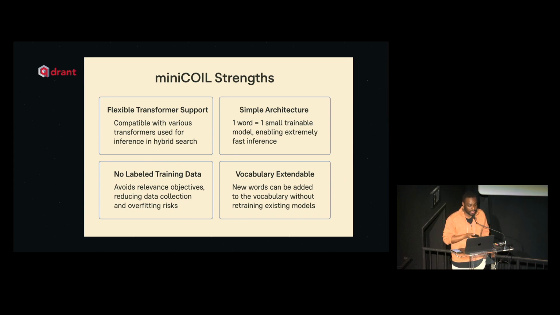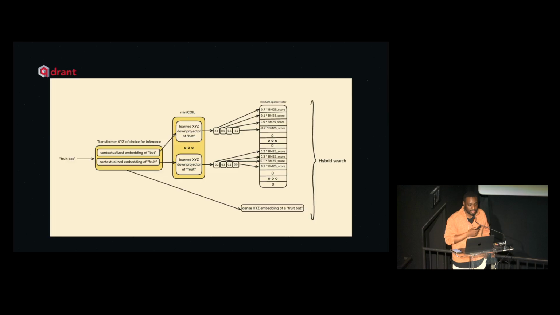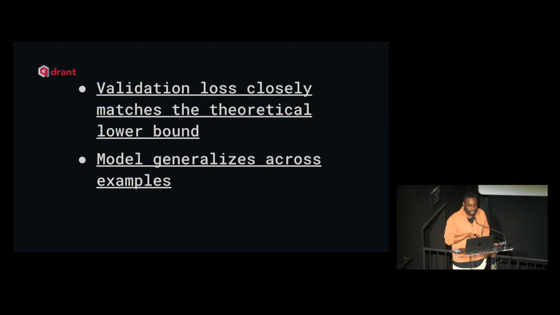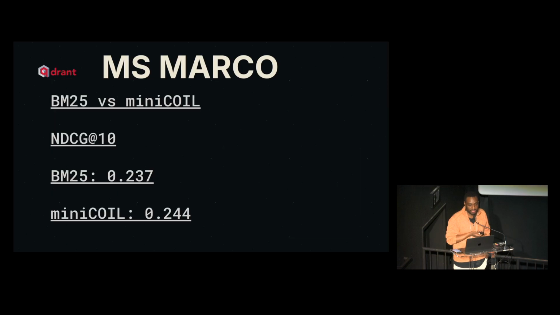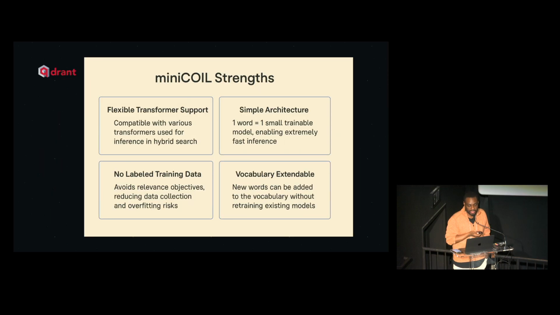And also, it should be noted that we found here that the validation loss matches the theoretical lower bound. So it's not even like you're losing much, if anything, from going to that one word, right? But you are gaining a lot of that inference.